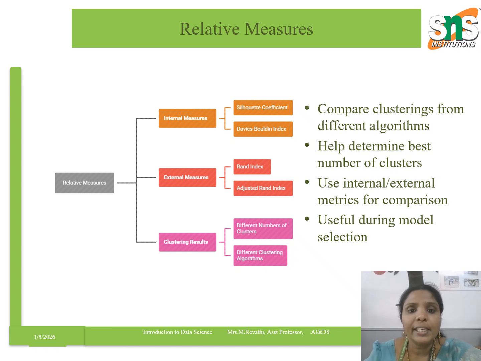Next, we see the relative measures. The third one is the relative measures. They help us compare multiple clustering results from different algorithms. For example, K-means with different values of k, different clustering algorithms, or different distance metrics, by comparing validation scores. We can choose the best clustering configuration. Relative measures are especially helpful during model selection and parameter tuning.